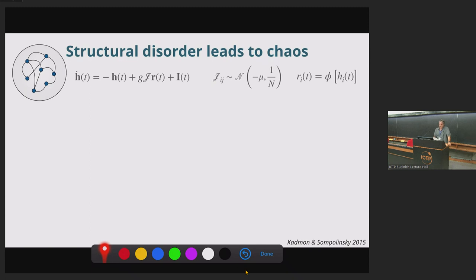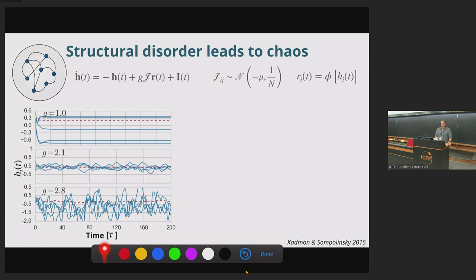The disordered J_ij is random, it scales like 1 over N, very much like spin glasses. The only difference here is that J does not have to be symmetric, because this is not really spins, and the connections between neurons are generally not symmetric. So we have the parameter g here, and I is some external input to the network. They found that if we have this parameter g, which basically says what is the magnitude of disorder in the system, if you increase g enough, this becomes chaotic.